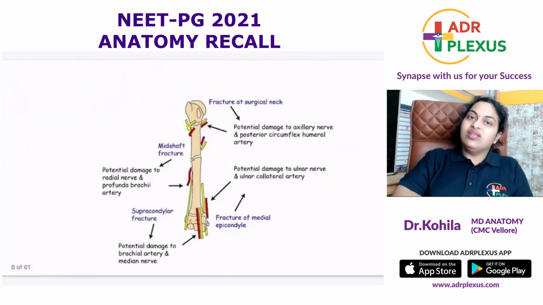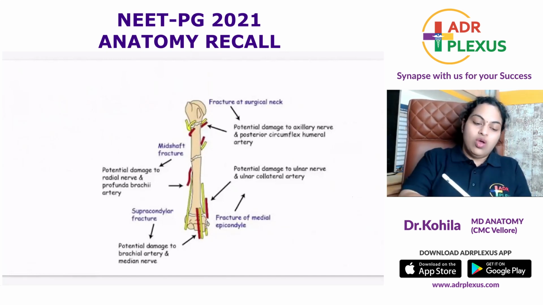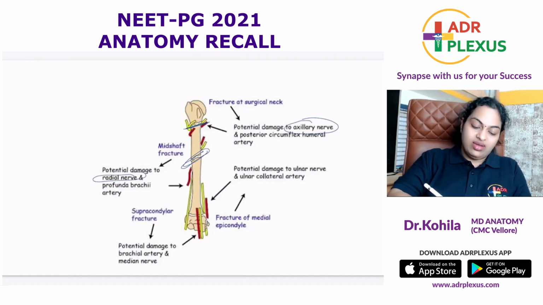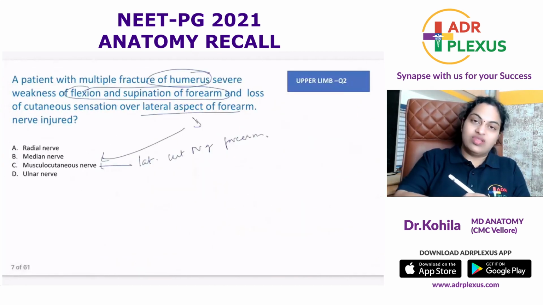So what are the nerves that are related to the humerus? Over the surgical neck, it will be related to the axillary nerve. The spiral groove, the shaft of the humerus, will be related to the radial nerve. Supracondyle, just above the condyle, will be related to the median nerve. And the medial epicondyle will be exclusively related to the ulnar nerve. So many nerves are involved, but the main clue in this scenario is the loss of sensation over the lateral aspect of the forearm.